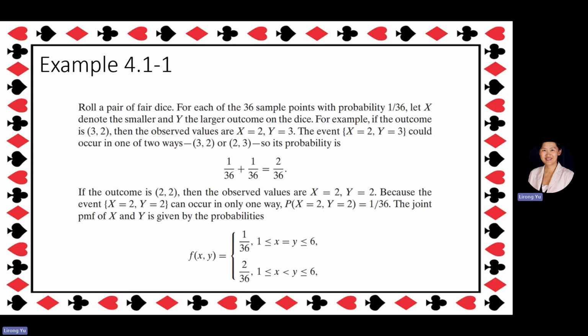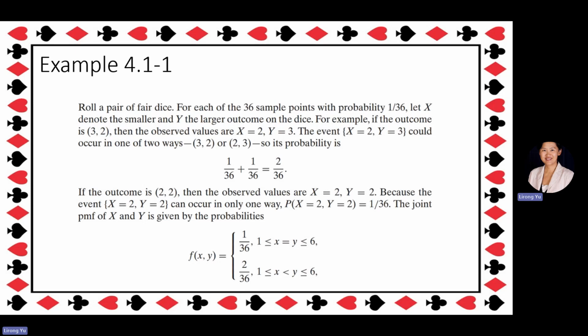So here we have an example. Roll a pair of fair dice, and suppose each die has 6 faces. Then for each of the 36 sample points, in the sample space you should have 6 times 6, 36 different scenarios. Each one of them has a probability of 1 over 36. All right, so now we're going to name our variables. The variable x is the smaller outcome. The variable y is the larger outcome on the dice.